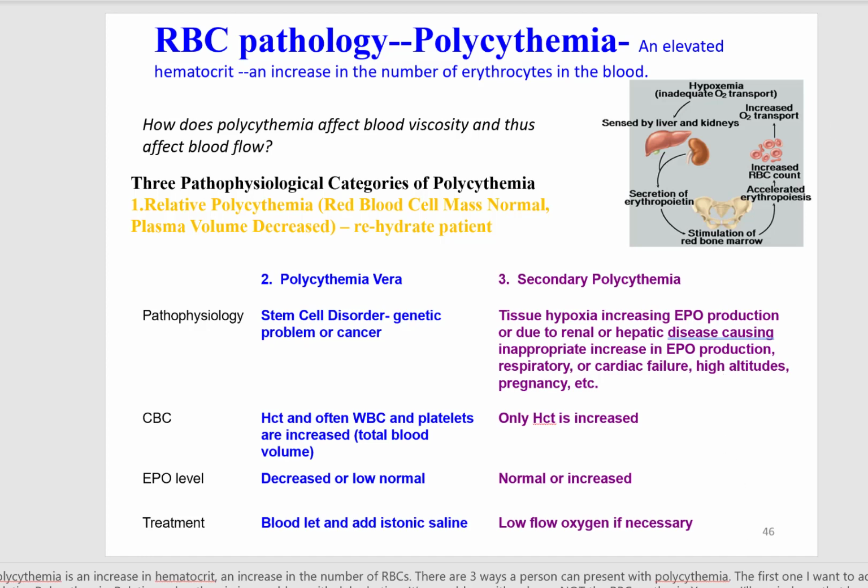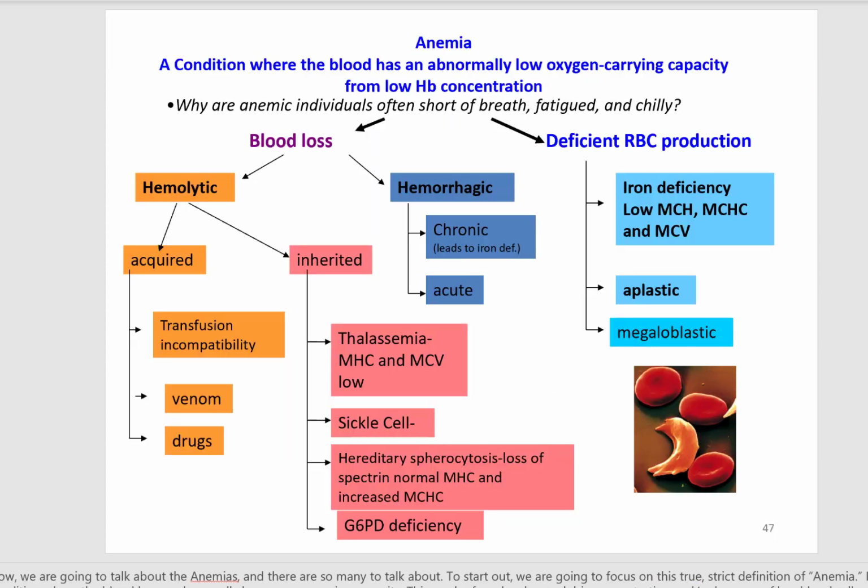Now I'm going to go on to the next set of red blood cell disorders. I'm going to talk about anemias. The strictest definition of anemia is a reduced oxygen carrying capacity. How can a person have a reduced oxygen carrying capacity? There are many ways. They can have fewer red blood cells. They can have red blood cells that are inappropriately made, where the synthesis fell short.